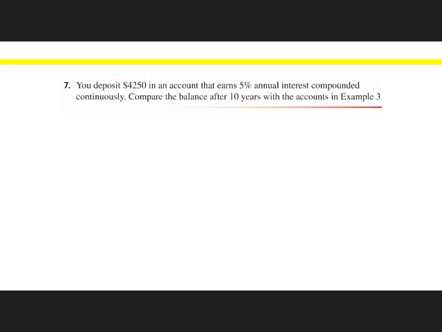All right, next we deposit $4,250 in an account that earns 5% annual interest compounded continuously. So it says continuously, means we're going to use our PERT formula. Compare the balance after 10 years with the accounts in example 3. So here we need to come up with our formula. So we have A is equal to P times E to the power of RT. So A is the amount we're looking for. What is our principal? What's our P? 4,250. Our E is just E.